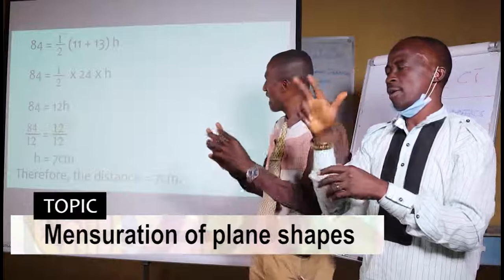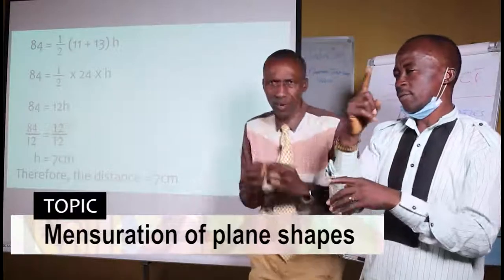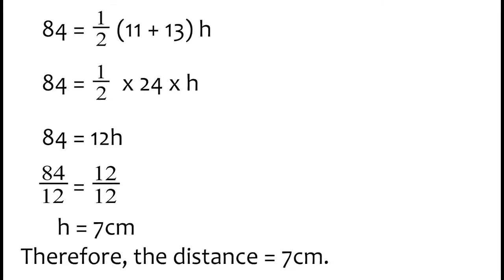Now, I have 84 equals the sum of 11 and 13. That is, 11 plus 13 will give you 24. So I have 84 equals 1/2 times 24 times H. What is 2 into 24? 2 into 24 equals 12.